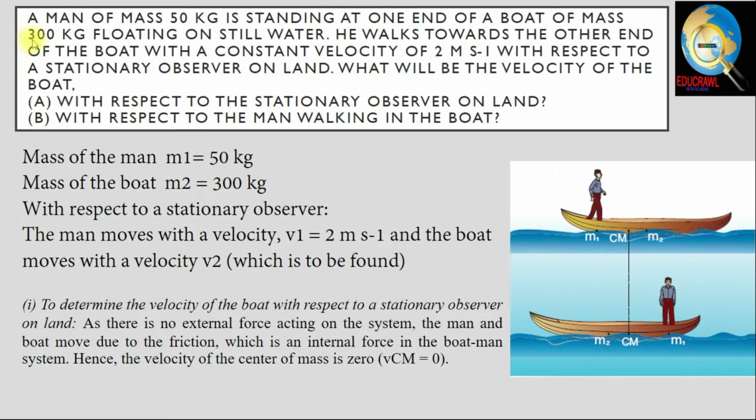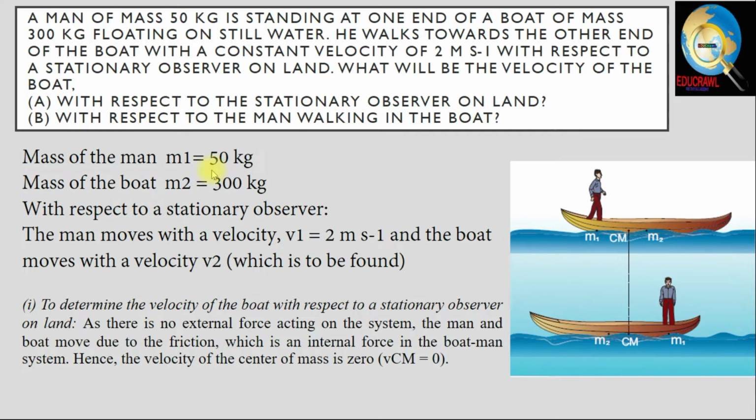The next problem. A man of mass 50 kg is standing at one end of the boat of mass 300 kg floating on still water. He walks towards the other end of the boat with a constant velocity of 2 meters per second with respect to a stationary observer on the land. What will be the velocity of the boat? First, with respect to the stationary observer on the land. Next, with respect to the man who is walking on the boat.